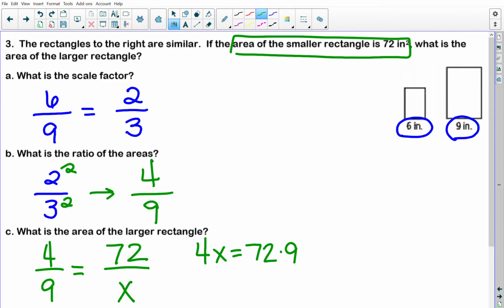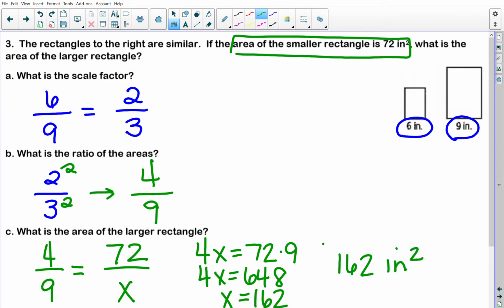72 times 9 is 648. 4x is equal to 648, and then I'll divide by 4 on both sides, and I get x is equal to 162. So the height of the larger rectangle, the area of the larger rectangle is 162 inches squared. I'm not quite sure why I said height there. I apologize. Okay.